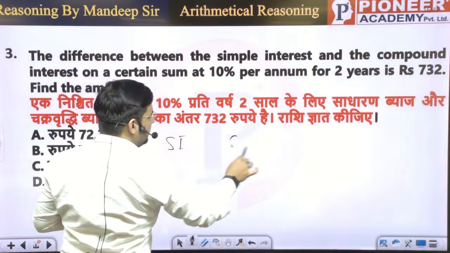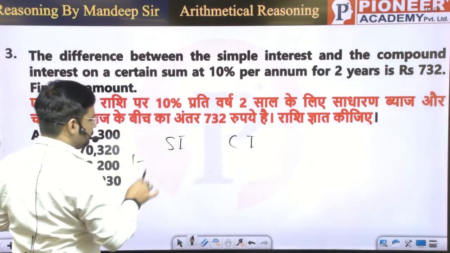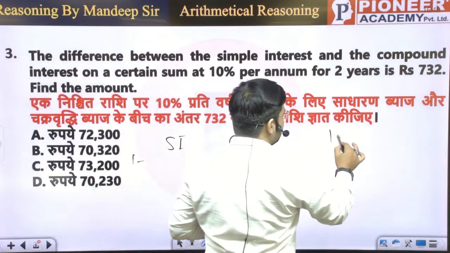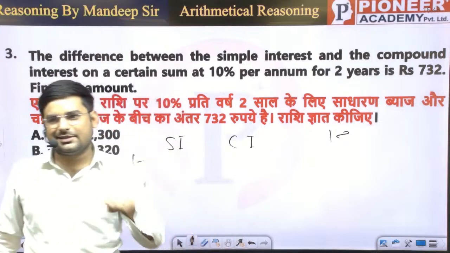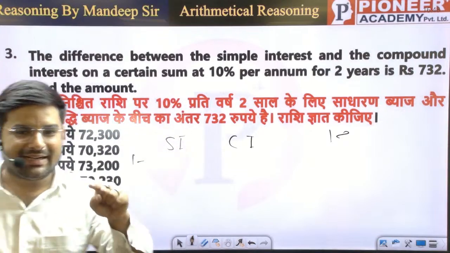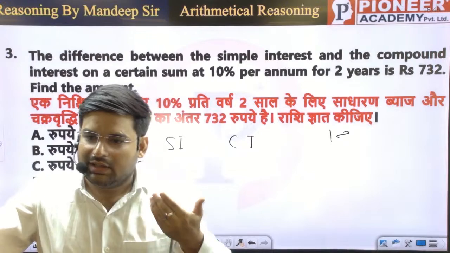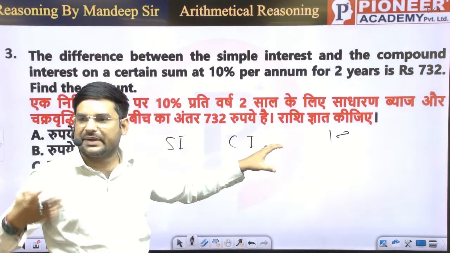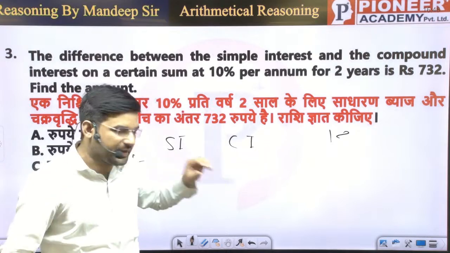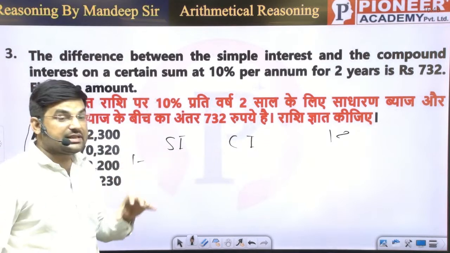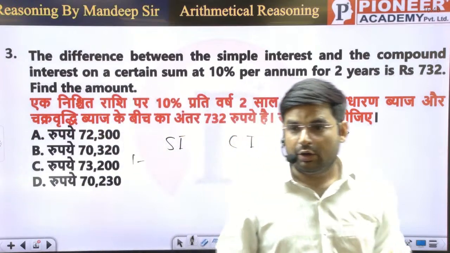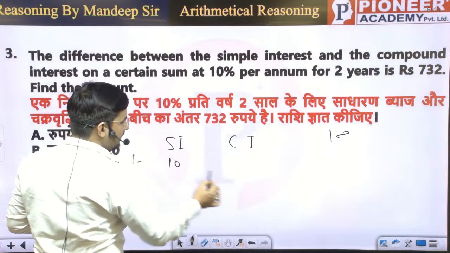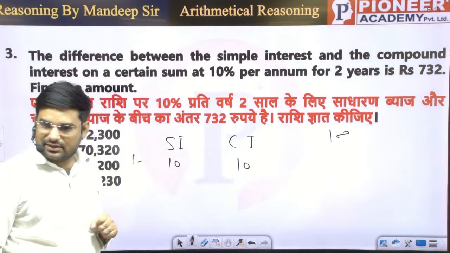SI and CI, first year. Let's assume there are 100 rupees, because 10% of 100 is 10, 20% of 100 is 20, 30% of 100 is 30. So let's assume 100 is the principal. In the first year, SI and CI are always the same. So 10% of 100 is 10. SI and CI are the same in the first year.